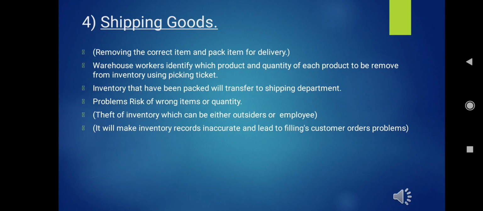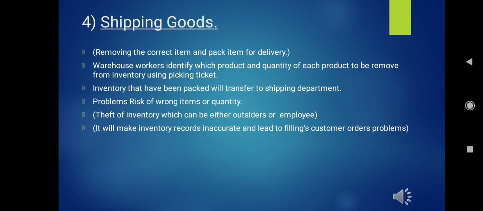So the first point is removing the correct items and packing them for delivery. The warehouse workers will identify which products are going to be sent using the picking ticket, and the inventory that has been packed will be transferred to shipping.